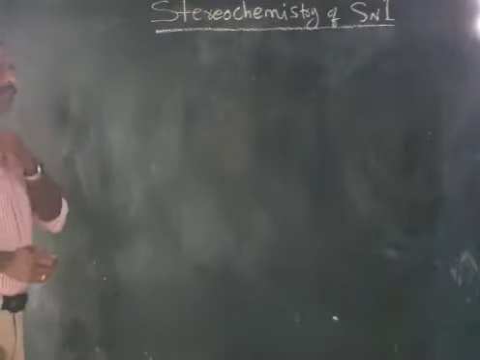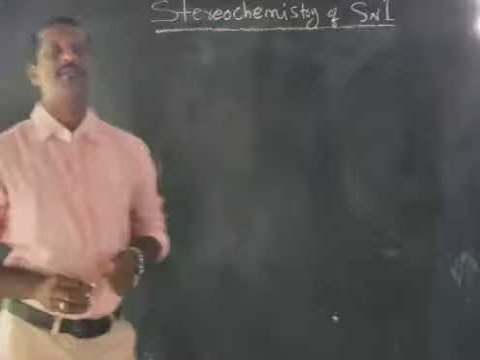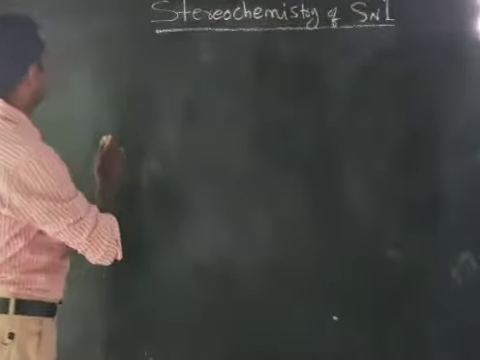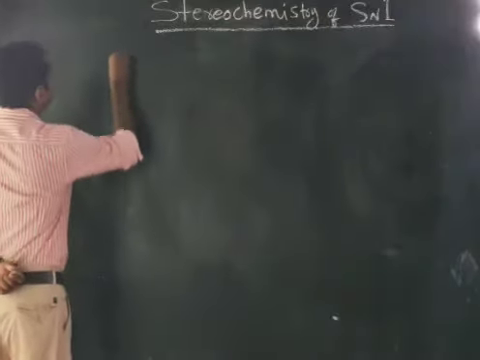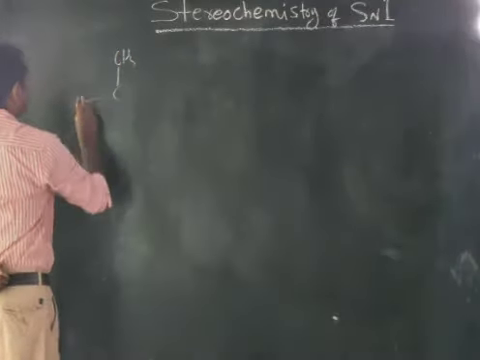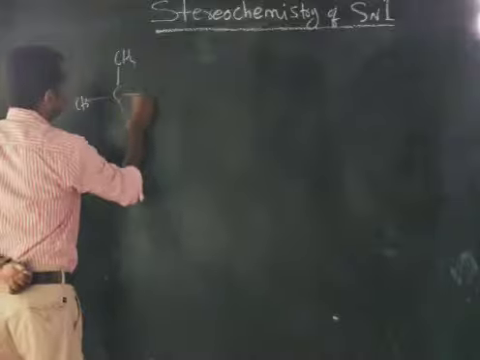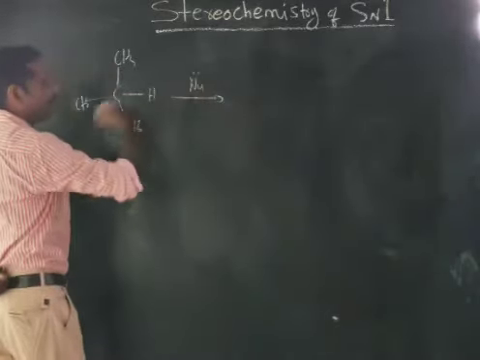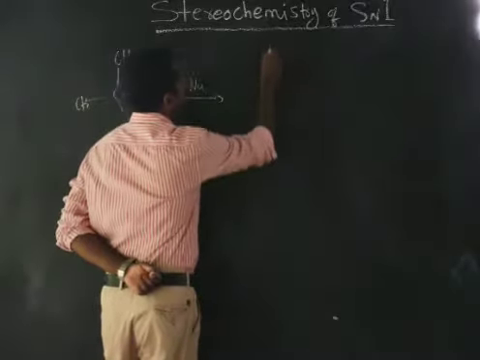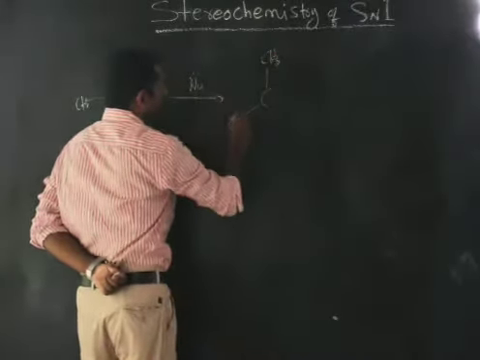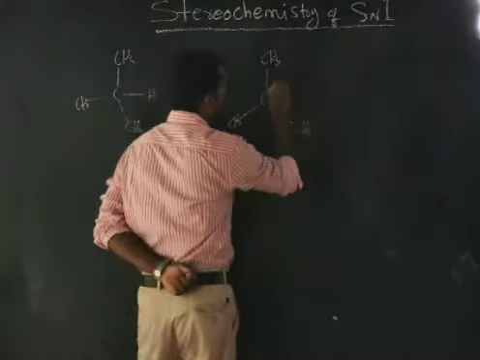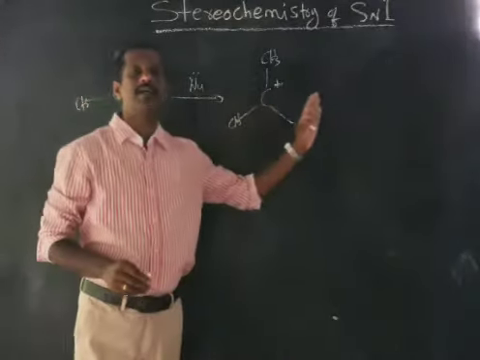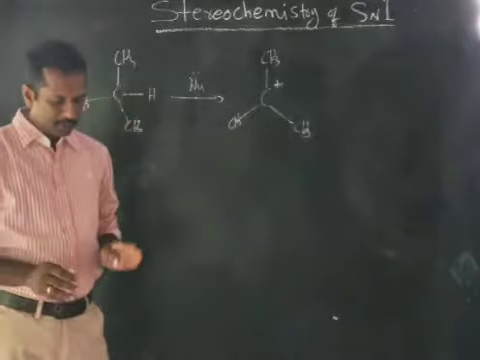In the case of SN1 reaction, the first step is the formation of carbocation. Look here: CH3, H, and the nucleophile is coming, and the first step is the formation of CH3+. This is the formation of carbocation. This is the first step and the slow step.